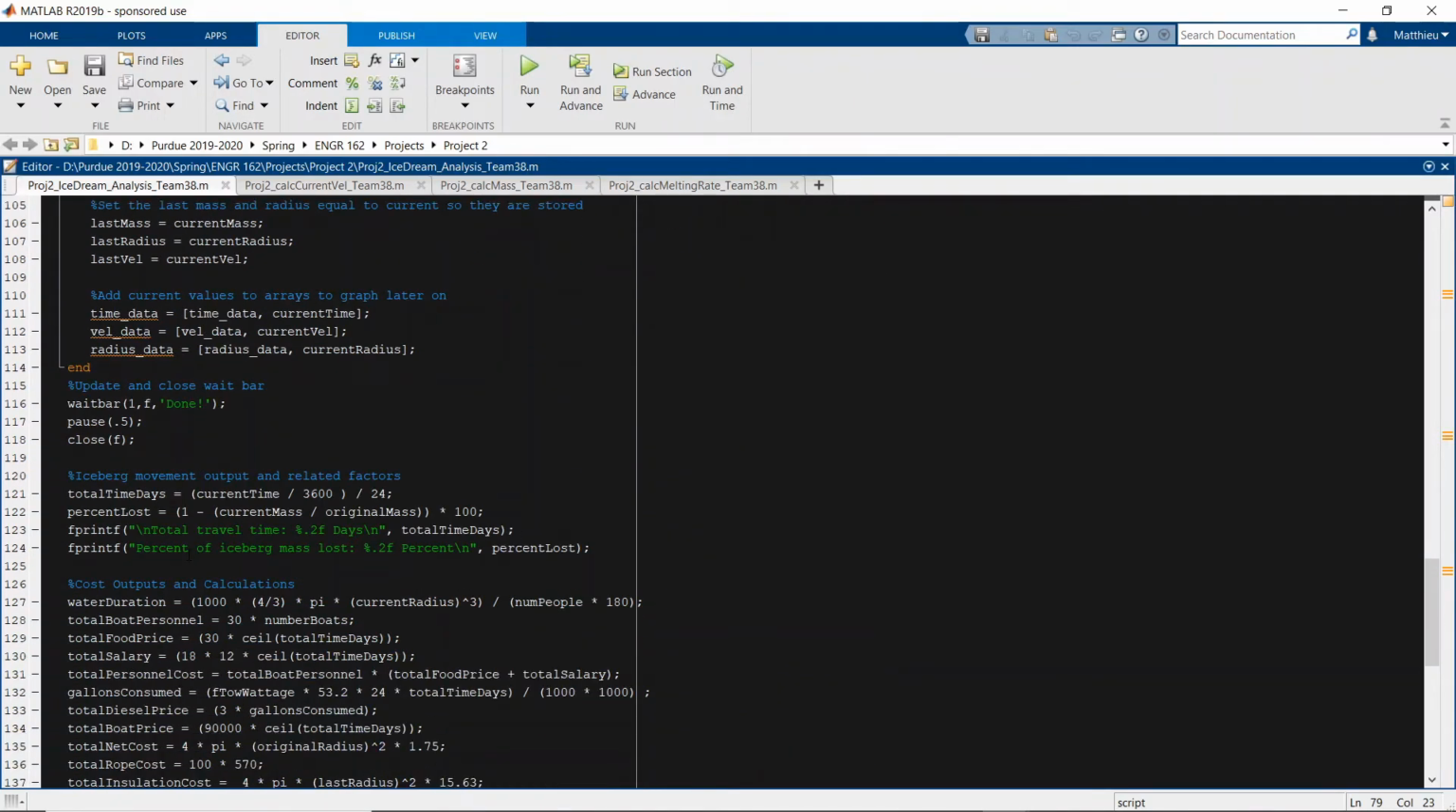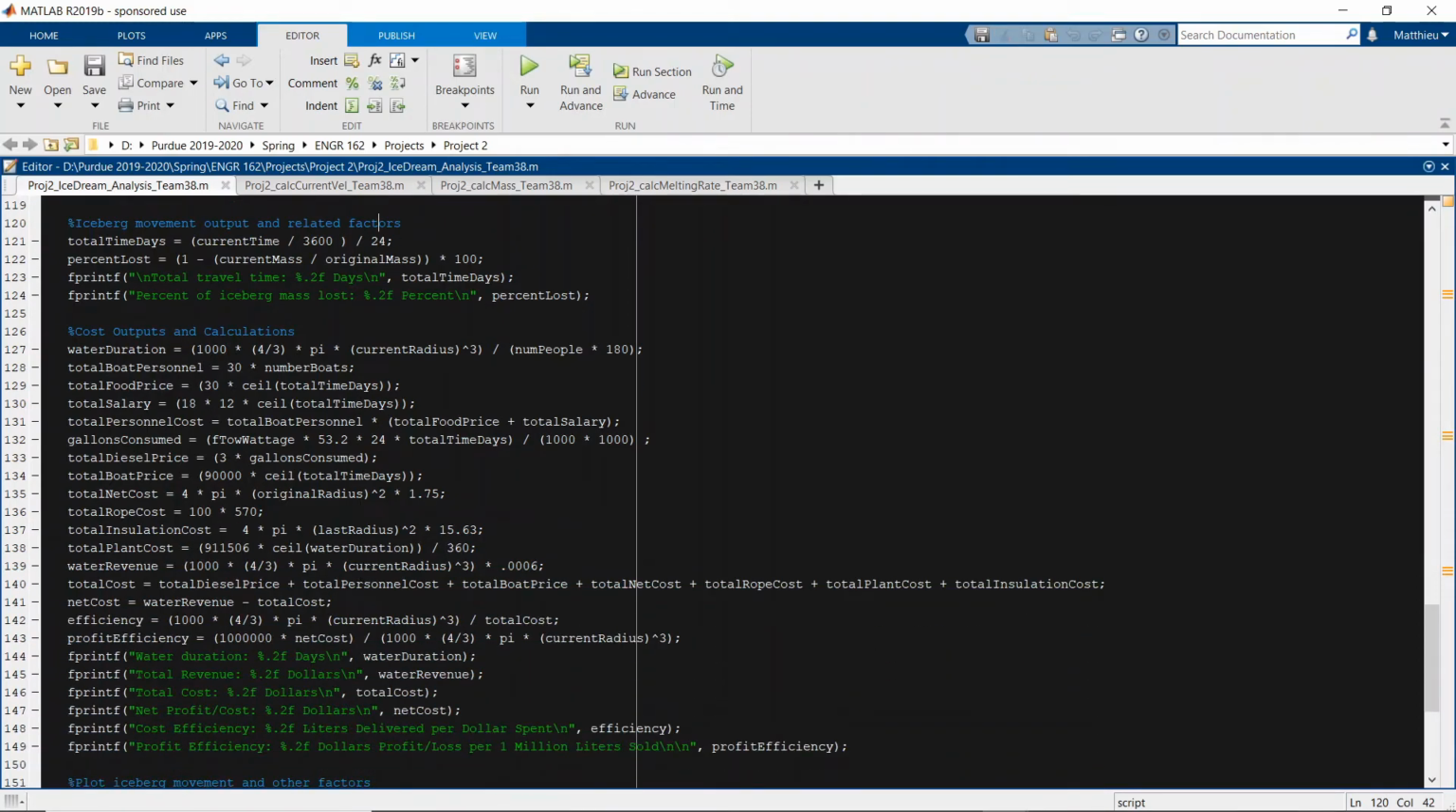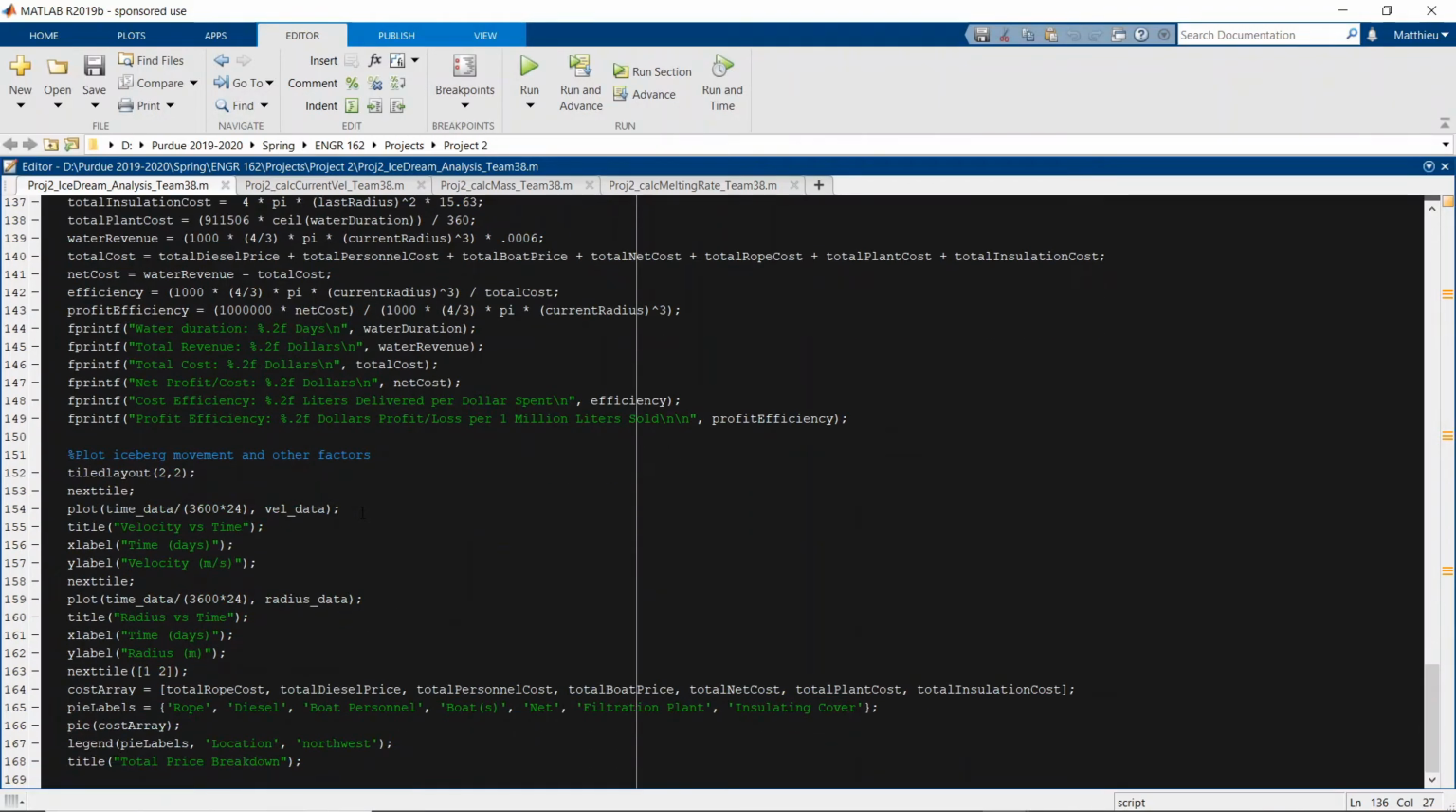So after all the calculations are done, we take all those iterated values and we do final calculations with those final values. For example, the total amount of days is the current time divided by 3600 divided by 24, if you want to put it into days, from seconds to days. And then we do other calculations such as percent loss, and then all the cost calculations, and then the efficiency calculations, which are seen here.